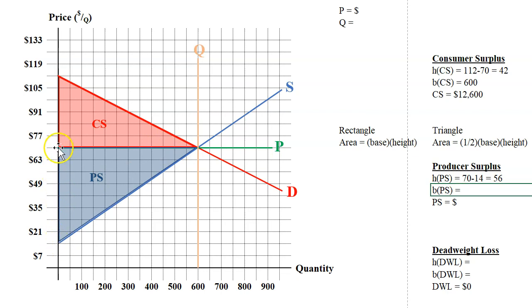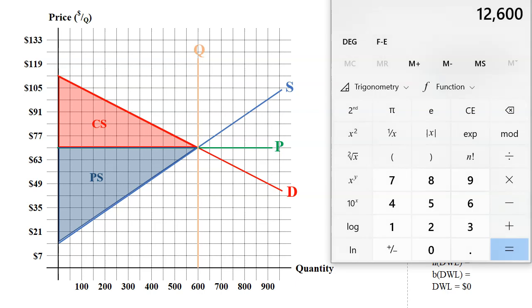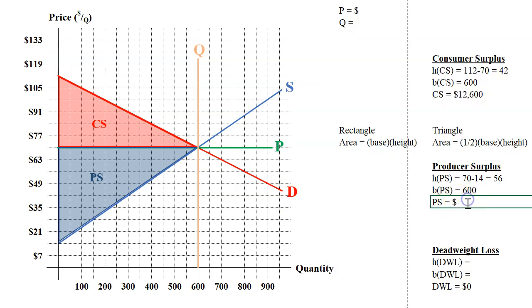Now we need the base. The base goes from here all the way over to here, which, just like consumer surplus, is 600. So the base is 600. And now we just need to do 1/2 times the base, 600, times the height, 56. So we're going to go to the calculator, and we're going to do 1/2, 0.5, times the base, 600, times the height, 56, and we get 16,800. And therefore, producer surplus is 16,800. And now in this problem, we have identified the consumer surplus, the producer surplus, and the deadweight loss.